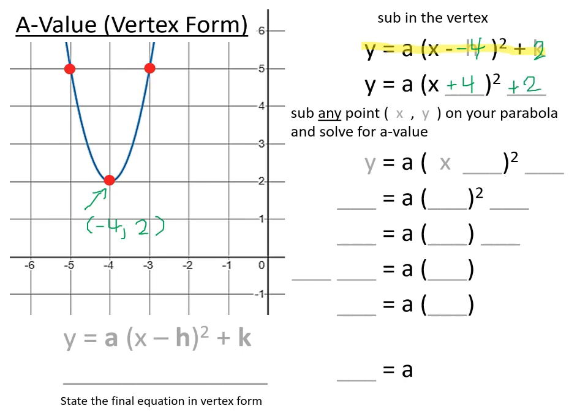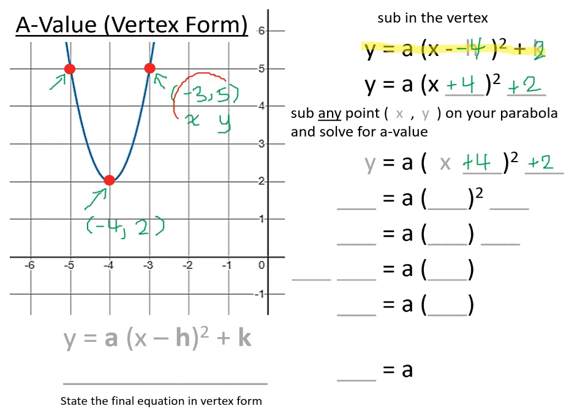Next, we want to substitute any point on a parabola and solve for the a value. It would be preferred if you used not the vertex. So you could either use this point over here or this point over here. Let's just use this point over here. This is -3 and +5, where -3 is the x-coordinate and +5 is the y-coordinate. Let's copy down some of our numbers from above. So the +4 is going to stay the same, and our +2 is going to stay the same.